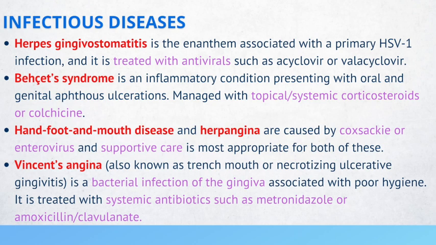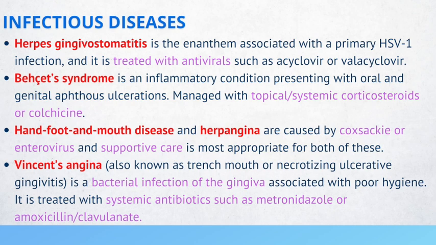Behçet syndrome, I'm sorry if I'm not pronouncing that correctly, but that is inflammatory in nature with oral and genital aphthous ulcerations, and it is managed with topical or systemic corticosteroids or colchicine. Hand, foot, and mouth disease is typically managed with supportive care. Vincent's angina is a bacterial infection of the gingiva associated with poor hygiene, and that is treated with systemic antibiotics such as metronidazole.